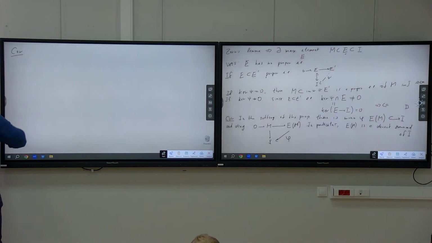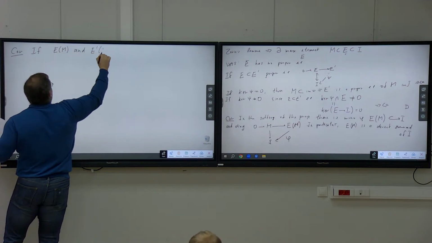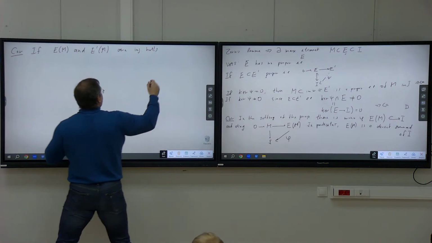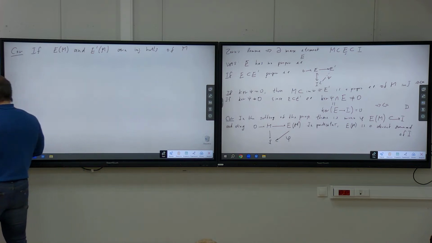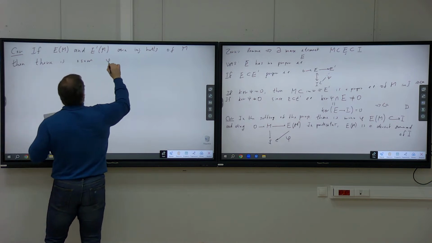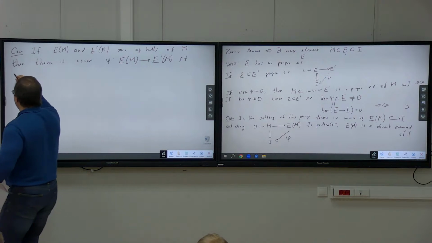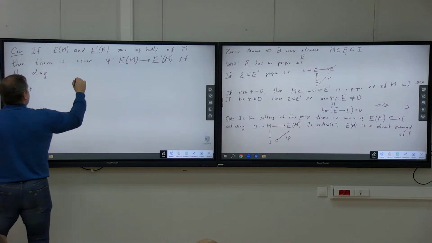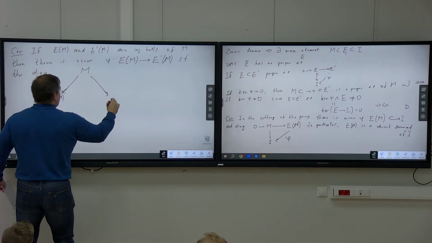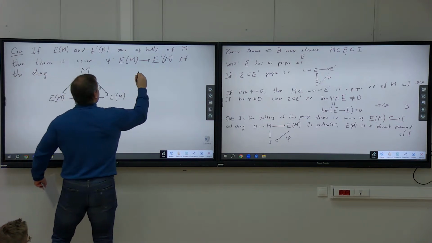So, second corollary: if E of M and some E prime of M are injective hulls of M, well, suppose we have two different constructions, then there is an isomorphism phi from E of M to E prime of M such that the diagram commutes, where you have M, you can embed this into E of M, you can embed this into E prime of M, and then there is an isomorphism phi such that the diagram is commutative.